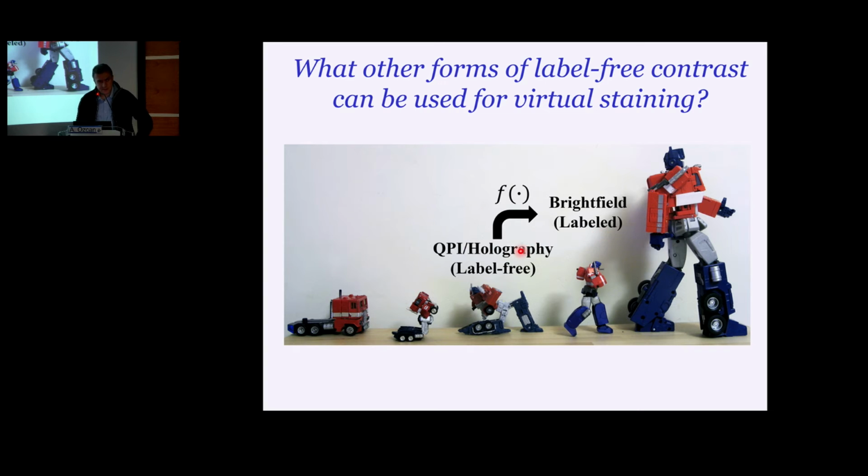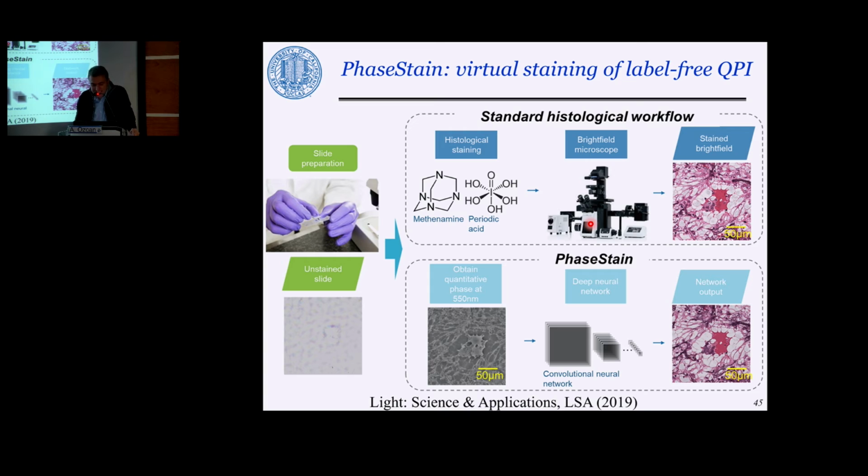Now, this is even more difficult. The reason is this. Holography in this case was single wavelength, bright field was colorful, and label-free versus labeled. So I cannot establish a transformation like this from the understanding of light-matter interaction. It's really beyond our capabilities, but supervised learning was the key here. We call this PhaseStain. It takes phase images, quantitative phase images, and virtually stains them in a label-free format. This is, for example, an H&E being transformed from a QPI, quantitative phase image, at about 550 nanometer wavelength, giving you a beautiful H&E image.